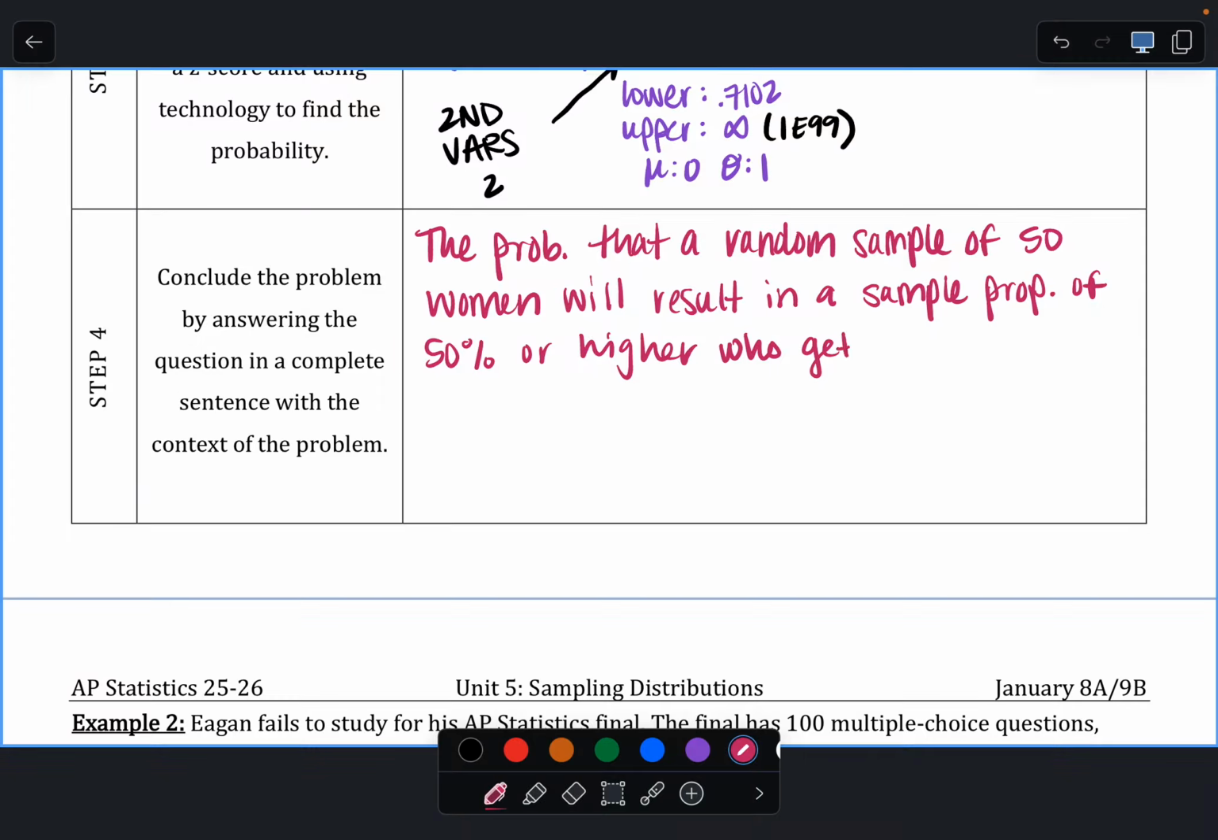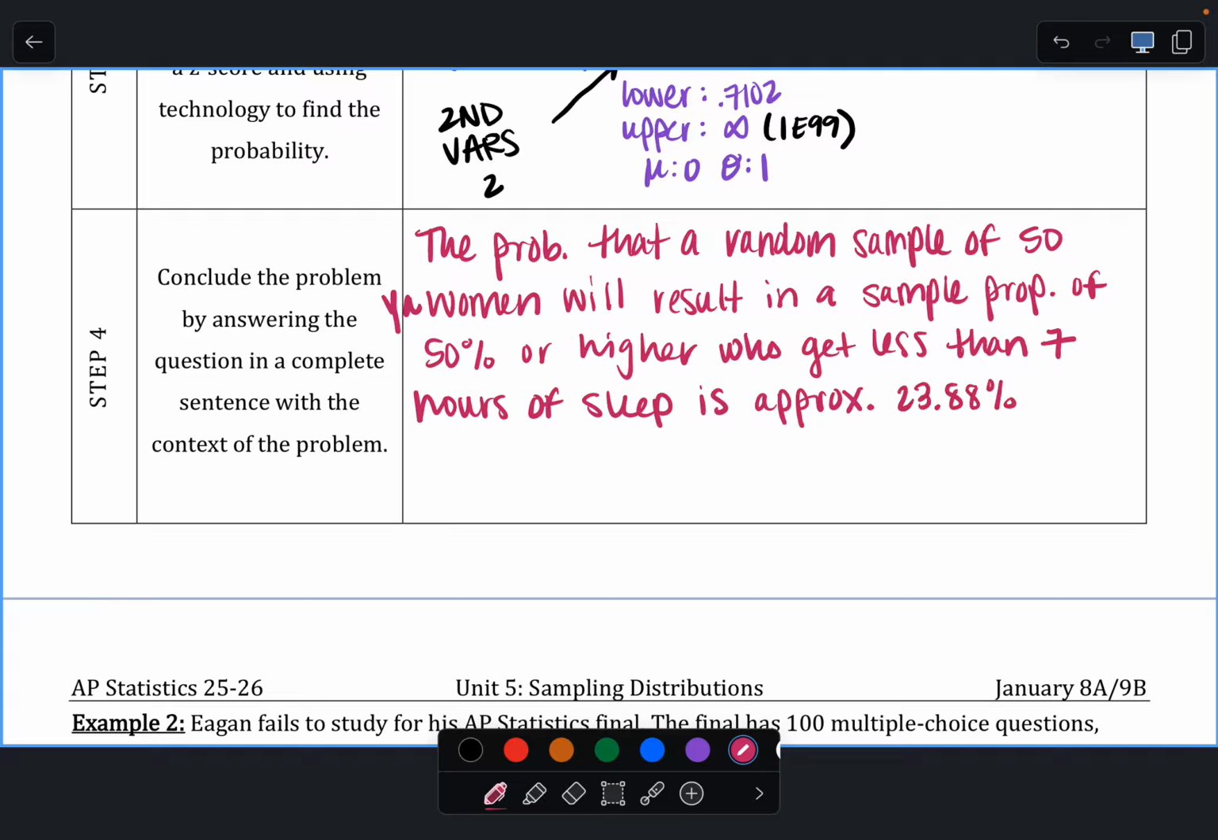Yes, Zoe. You can. I'm just following what they say. We'll do YA. Random sample of YA women. 7 hours of sleep is approximately 23.88%. My board is like behind me by 30 seconds.